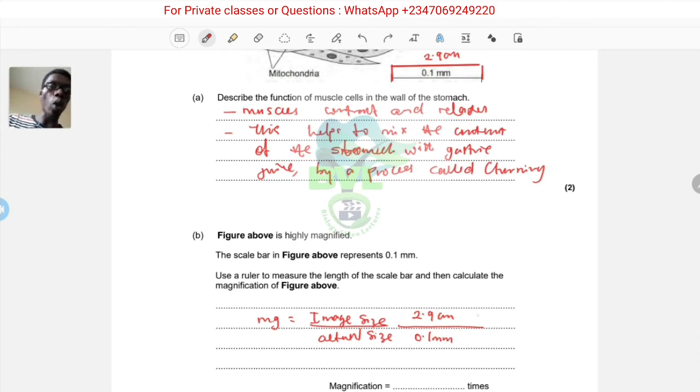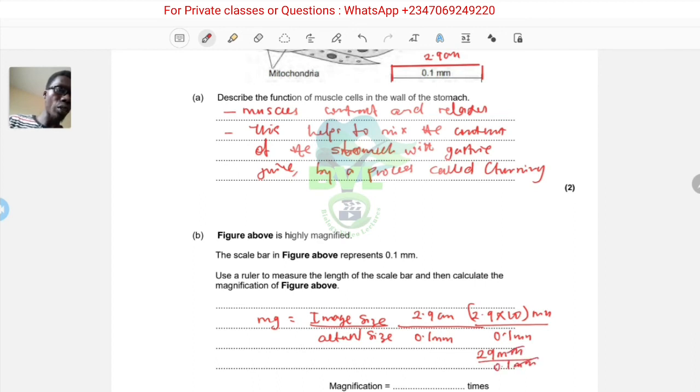So 1 centimeter is 10 millimeter. So it's going to be 2.9 times 10 millimeter over 0.1 millimeter. Sorry, let me punch my calculator here. So 2.9 times 10, that's 29 millimeter. Sometimes I do this so that you don't just guess, please.